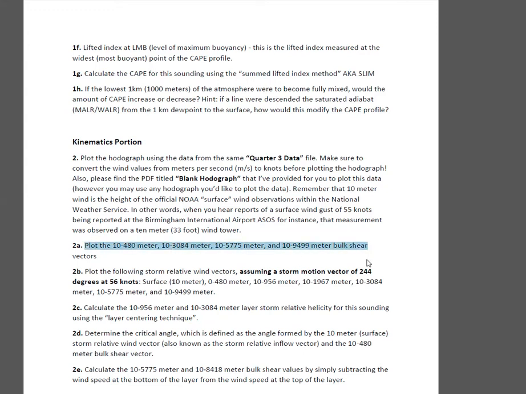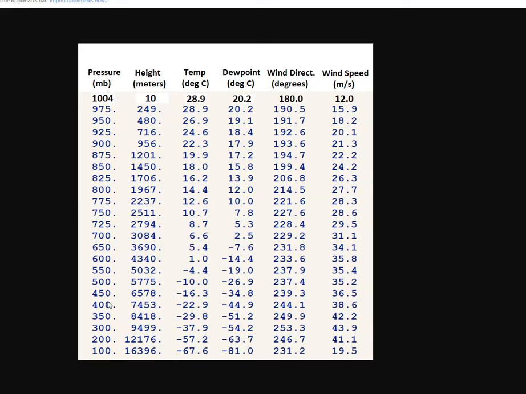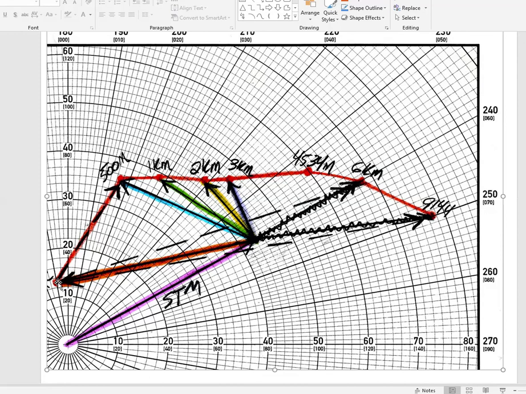Okay? So for the bulk shear, that's much easier. All you do for bulk shear is go from the 10-meter wind plot to that level. So in other words, if we wanted to find the 5775 meter bulk shear vector, you'll just take it from here to the 5775 on your hodograph line. It won't be 6 kilometers, it'll be the 5775. And you'll take it from the origin, draw a straight edge up to 5775, wherever that is. Okay, draw a straight line. That'll be your bulk shear vector.